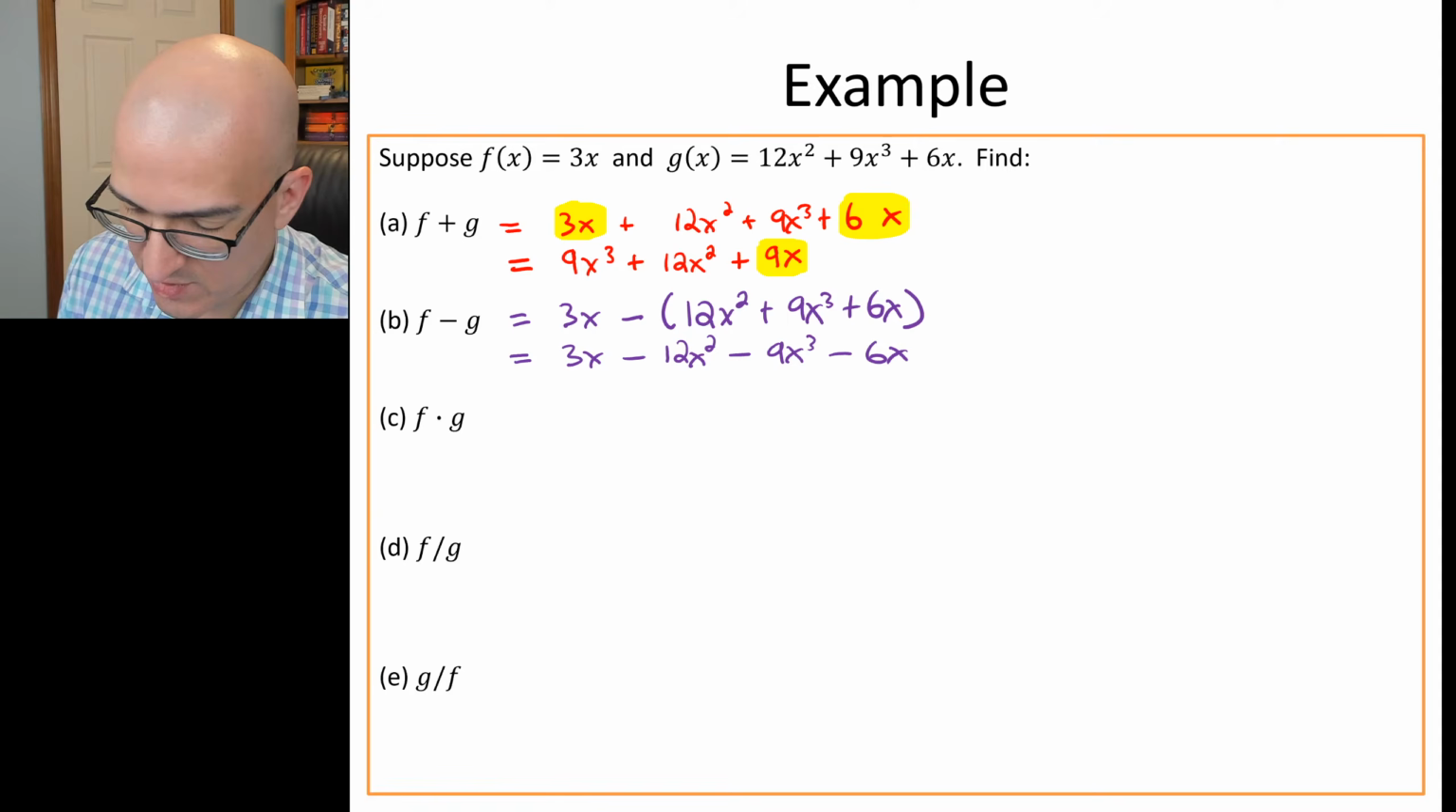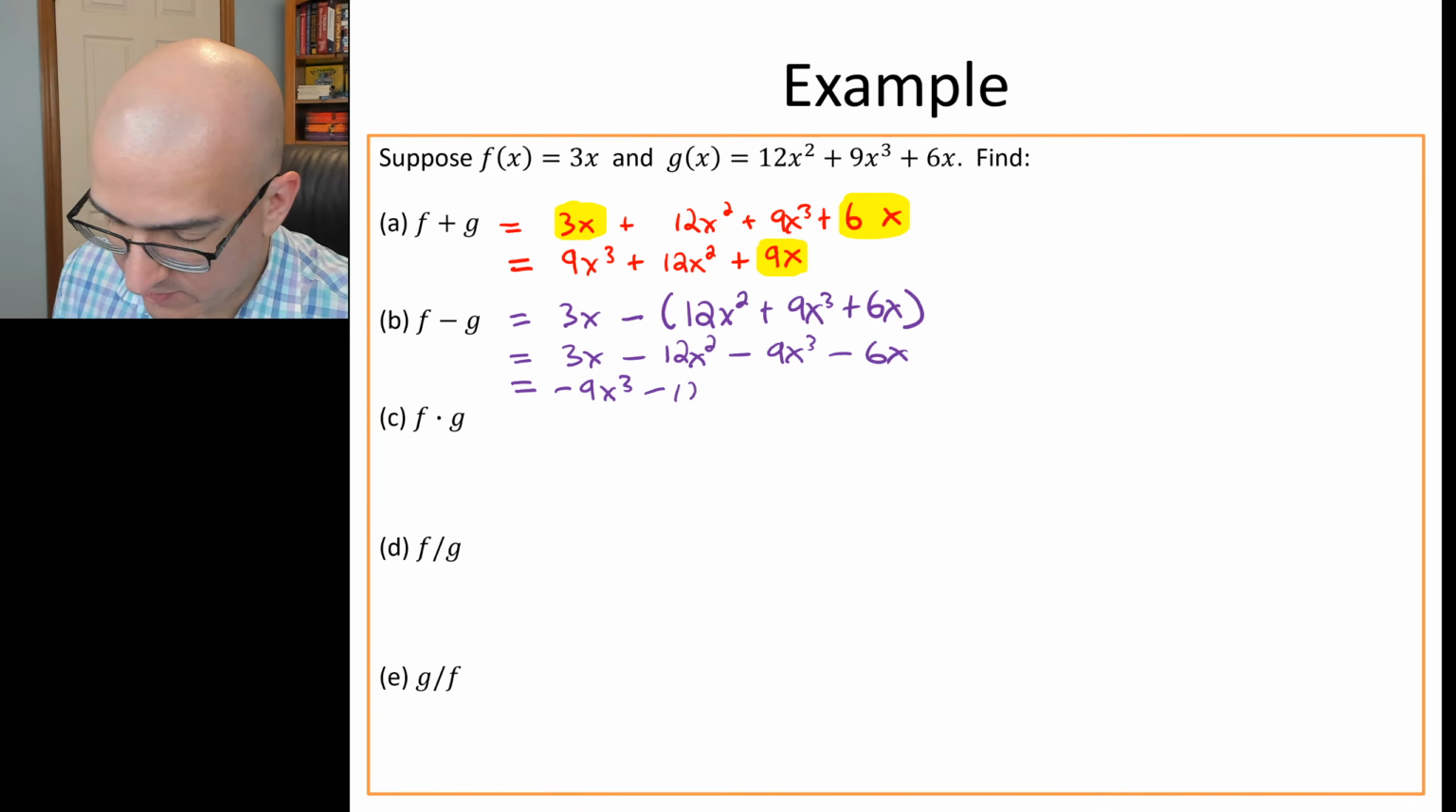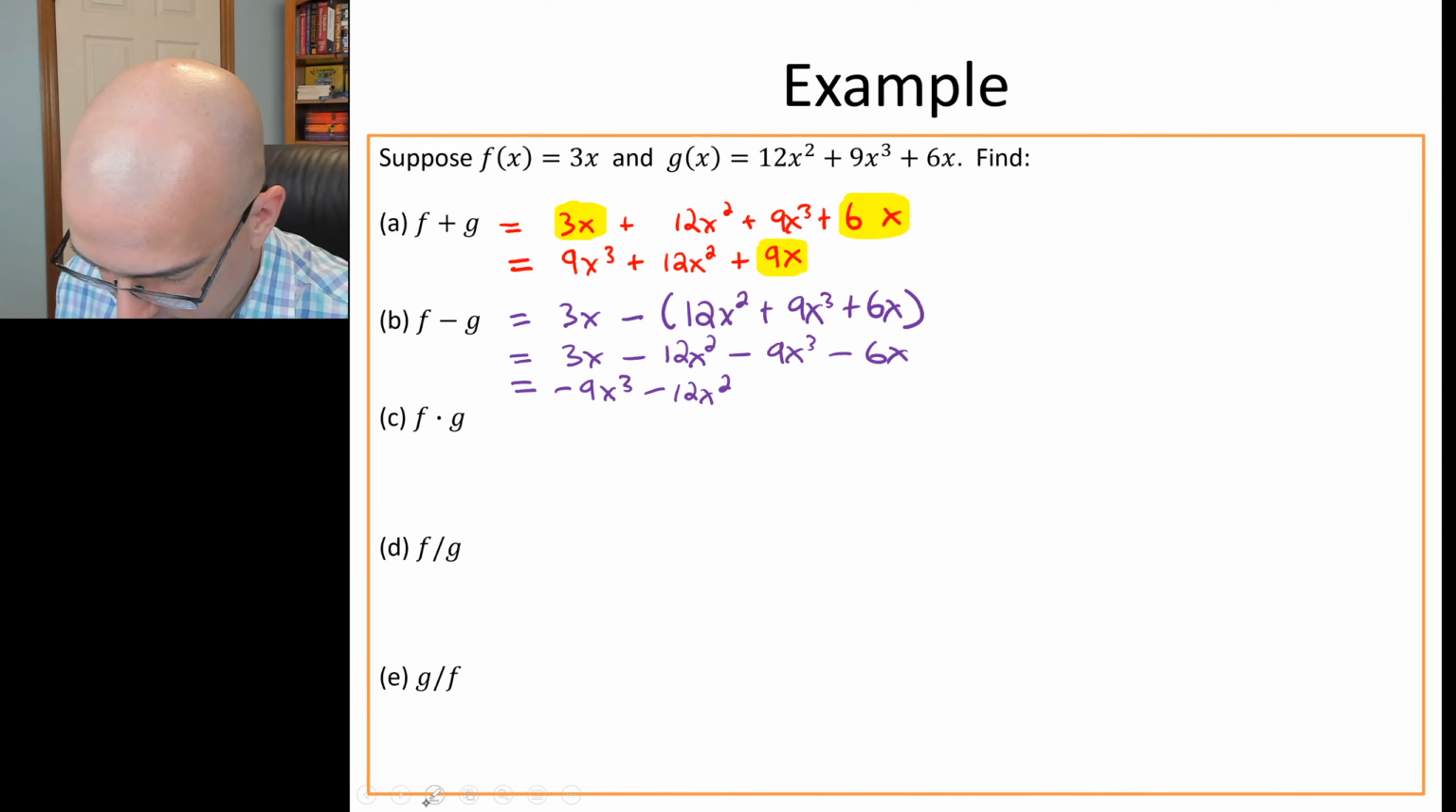And now I'm going to reorder the terms. I'll put the negative 9x cubed in front, the negative 12x squared next, and then we'll combine, using the trusty green highlighter, the 3x and the minus 6x. We'll combine those into whatever is going to go here, which is minus 3x.